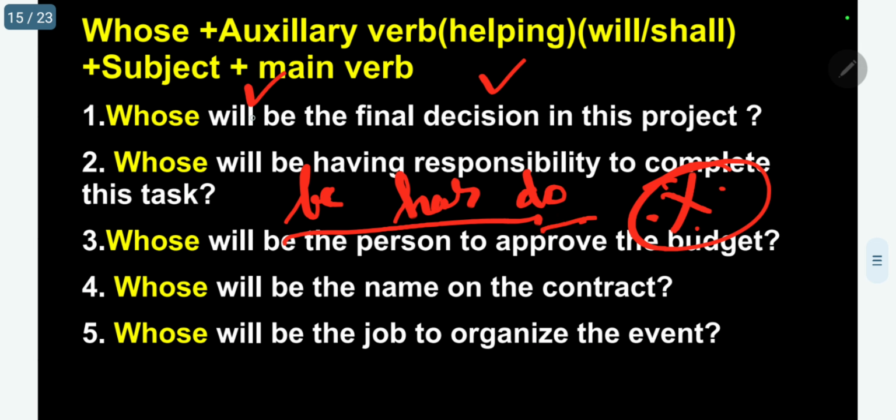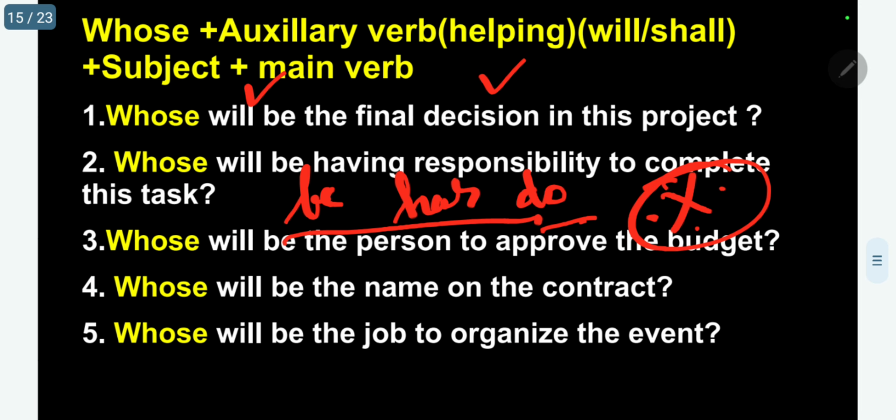Whereas will, the third, fourth and fifth types, they are called secondary auxiliary or modal verbs. They will not act as a main verb at all. They will never come as a main verb. Always there will be another main verb.